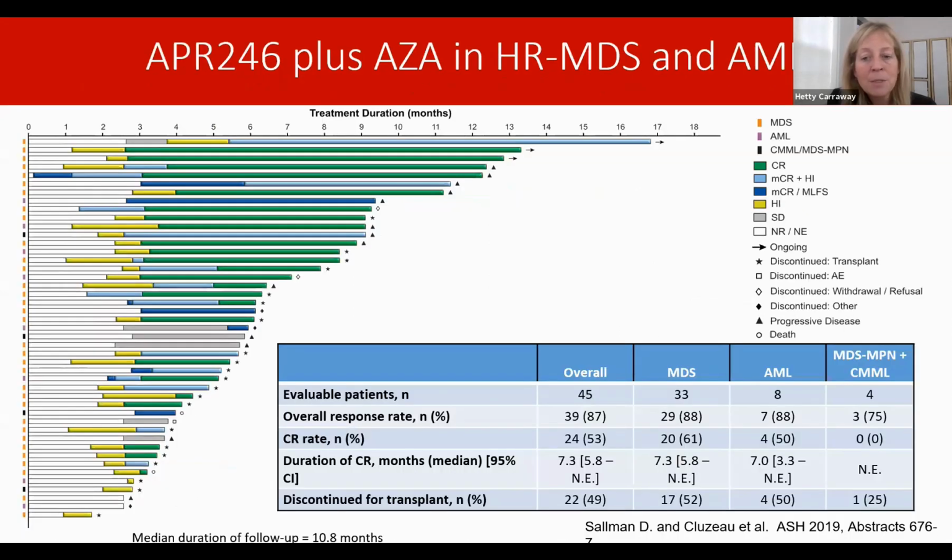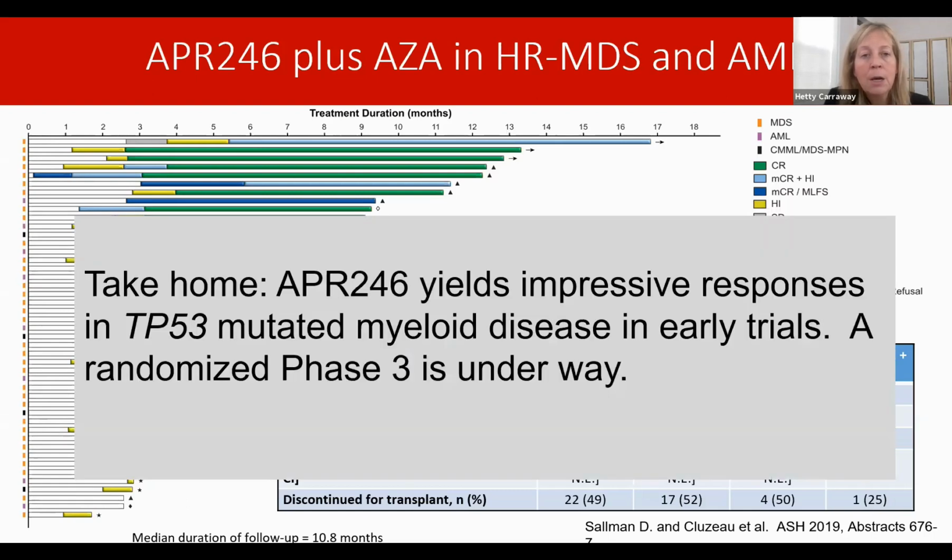In the study led by Salman et al. as well as Cluzeau et al., this data was reported at ASH in December of 2019. You can see that patients with both MDS, AML, as well as overlap syndromes were studied in this combination with APR-246 plus azacitidine. Overall response rates, you can see here 87, 88, and 75%, with a CR rate of 53%, 61%, and 50%. So this is a very exciting agent, really impressive responses in TP53 mutated myeloid disease in early studies.